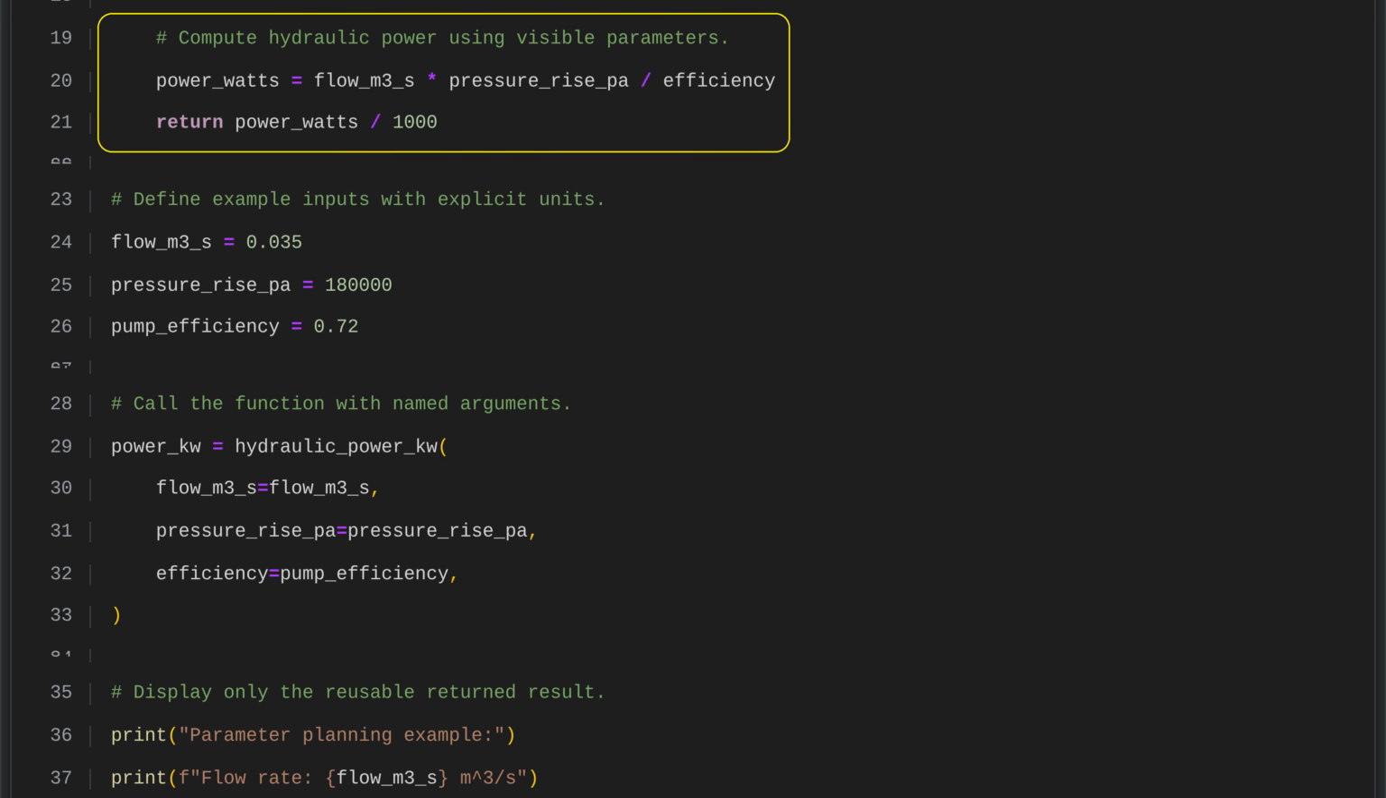The function estimates the pump power needed by using the flow rate, pressure rise, and efficiency to calculate hydraulic power. It then converts the result from watts to kilowatts and returns the required pump power.